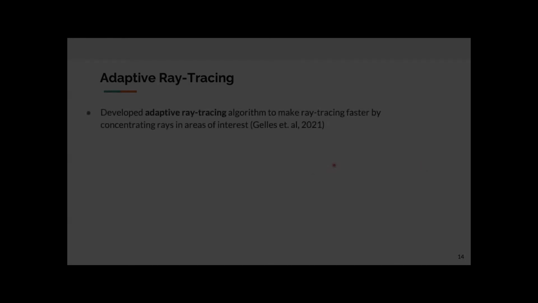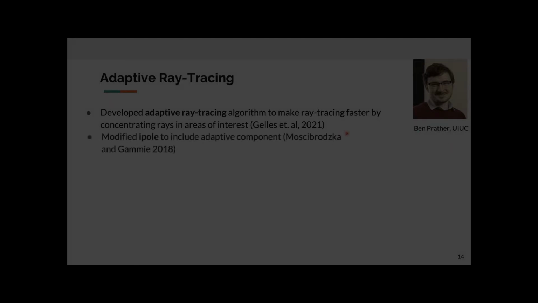So over the past year, I've been developing an adaptive ray tracing algorithm that does just this. It makes ray tracing faster by concentrating rays in areas of interest on the image, like the photon ring, the accretion flow, and in some cases, the jet. This is a project that I worked on with a number of different collaborators, including Ben Prather of the University of Illinois, and Michael Johnson, who's on this call. Additionally, the way we approached this project is we modified the pre-existing ray tracing code IPOLE to include an adaptive ray tracing component. And in doing so, we had a couple of key goals in mind.